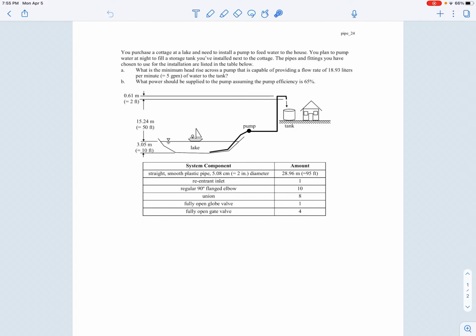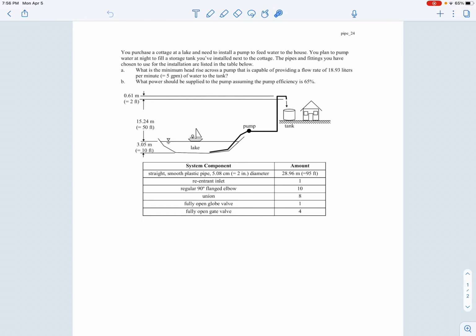So we want to know what's the minimum head rise we need to have across a pump to give us the desired flow rate, and what power should be supplied to the pump, assuming a pump efficiency of 65%. Okay, so I want you to ask yourself how we're going to approach this problem. What tool should we use to analyze this system?